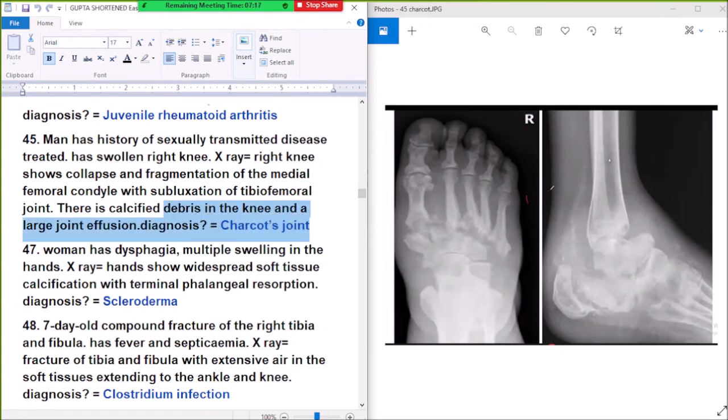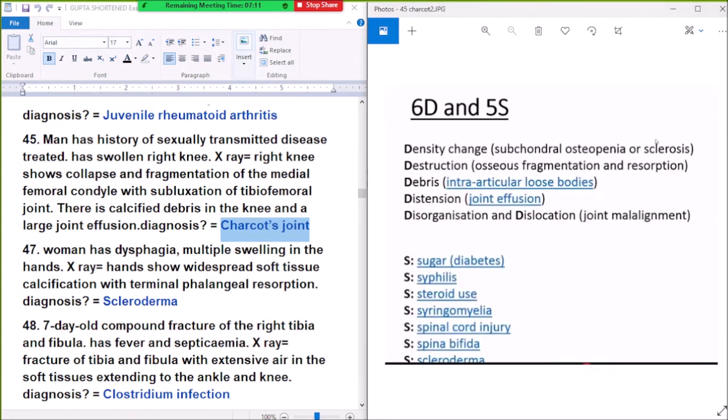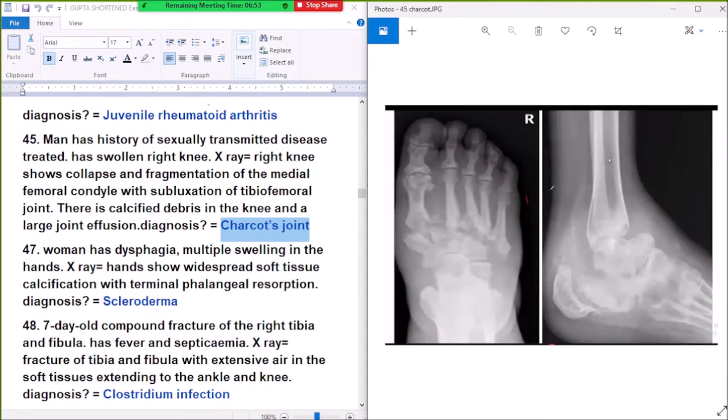Diagnosis: Charcot's joint. From the name Charcot, remember chalk, because it breaks like chalk. The D's of Charcot are destruction, debris, distension, disorganization, dislocation, density change. And the causes are sugar, syphilis, steroid use, syringomyelia, spinal cord injury, spina bifida, scleroderma. So he has a sexually transmitted disease, syphilis, and here it is the knee joint, although Charcot also affects the ankle joint.